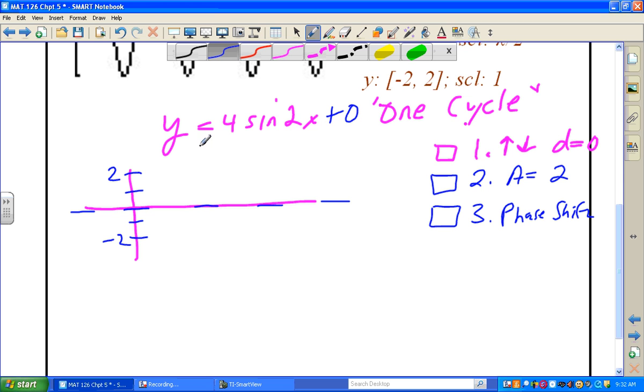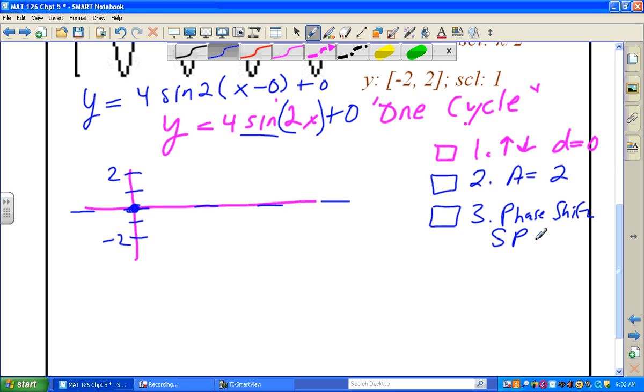In other words, if I want to write this in my way, I'll write y equals 4 sine 2 parentheses x minus what plus 0 over 2? No. Look in the parentheses right here. Is there an x minus anything? No, it starts at 0. Where does sine start at? Up high or on the axis? On the axis right here. So my phase shift means that's my starting point. X equals 0. Okay? And I put a dot right there at 0.